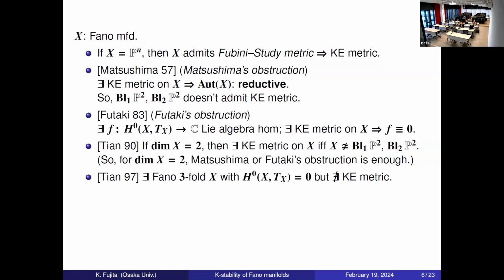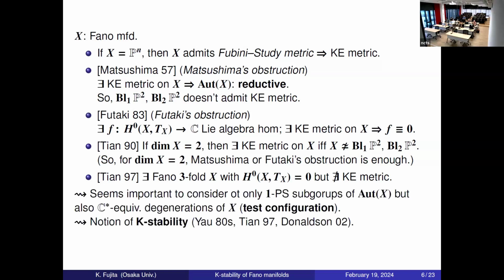This is due to Tian, and Tian's construction is to degenerate the Mukai-Uemura threefold. So Tian's construction asserts that it seems to be important to consider the one-parameter subgroups of Aut(X) that Futaki considered, but also the degeneration of X is important in order to consider the Calabi problem. Nowadays, this information is called a test configuration, and then the notion of K-stability appeared.